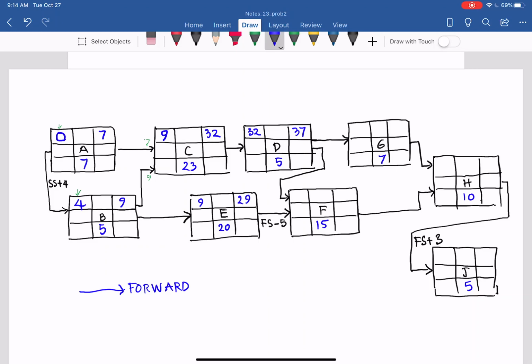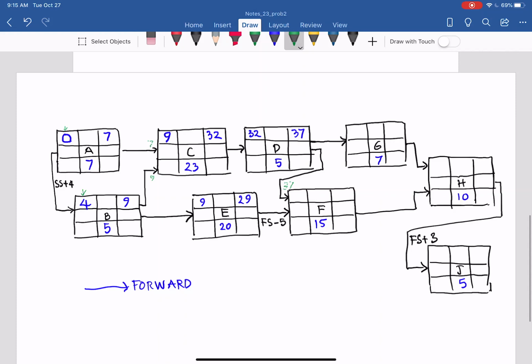And now for F, from D to F you have 37. And then from E to F, you have 29 plus negative 5, because going forward you add, but here the lag is negative 5 days, so you have to subtract that. So 29 plus negative 5 is 24. Get the maximum between the two, you get 37. 37 plus 15, you get 52. And then for G, we have 37, because only D is the predecessor. 37 plus 7, you have 44.